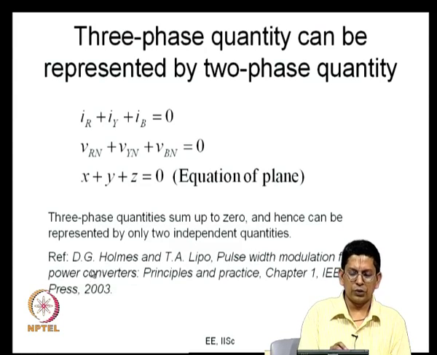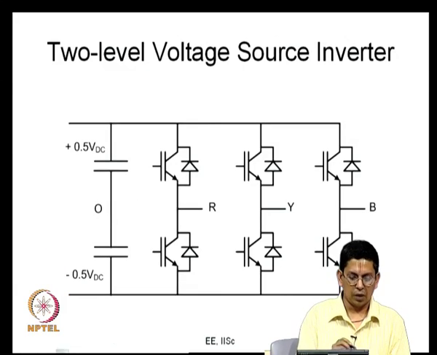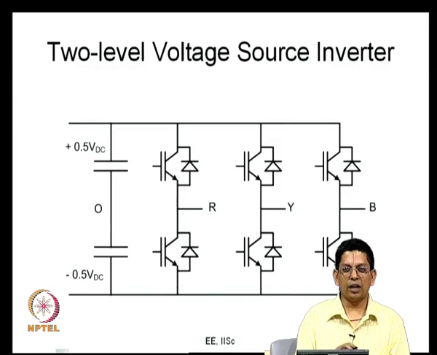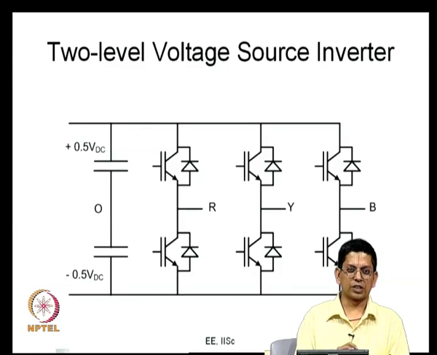So, for further reference you can look at this book by Holtz and Lipo on pulse width modulation for power converters, principles and practices. You can particularly look at chapter 1 of this book, where there is a section on the concept of space vector, where this is discussed further, right. So, this is our idea of a space vector. So, now we have come up with what a space vector is and how the space vector transformation works, and we have got transformations for 3 phase voltages and 3 phase currents now.